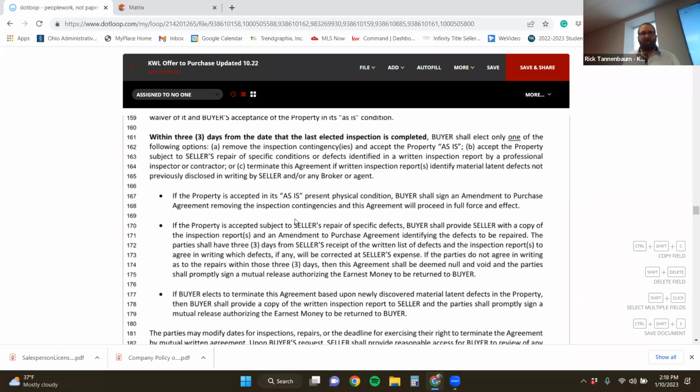Option 2 is that you're going to accept the property subject to specific repairs of conditions or defects identified in the written report by the professional inspector or contractor. So notice that this says specific repairs. It does not say credits. It says repairs. Now, as you negotiate it, it might be that you end up taking a credit for it, and that's fine, but you don't have the right to ask for credits if that seller's agent wants to be picky. It does say repairs.